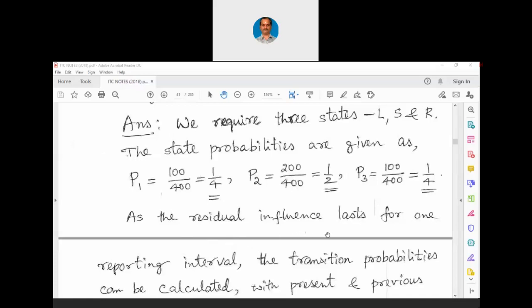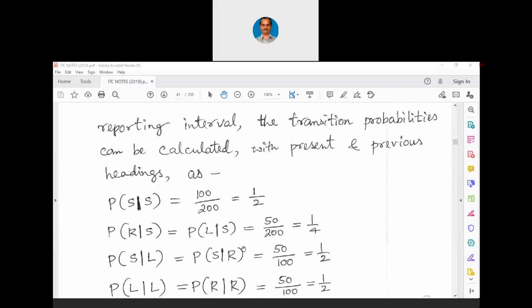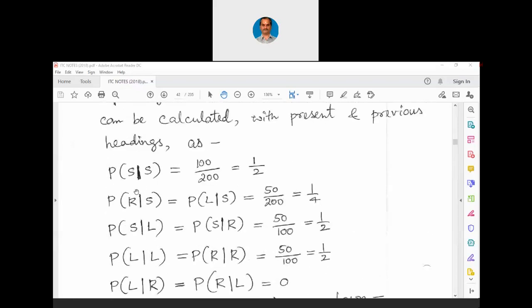Now, as the residual influence lasts for one reporting interval, this transition is happening from state to the next state. So the transition probabilities can be calculated with the present and previous headings. P of straight and straight is 100 over 200, that is half. P of right to straight and left to straight is 50 over 200, that is 1 by 4. And straight to left, straight to right is 50 over 100, that is 1 by 2. P of left remaining left and right remaining right is 50 out of 100, that is 1 by 2.